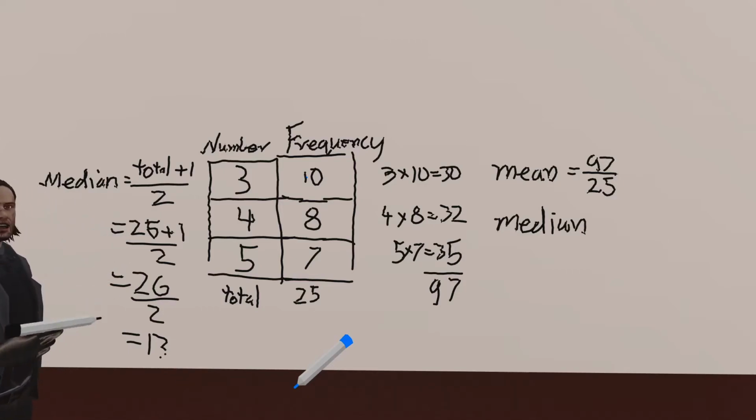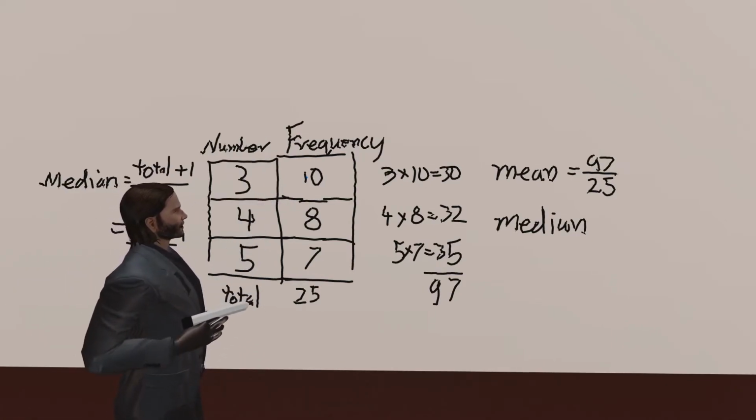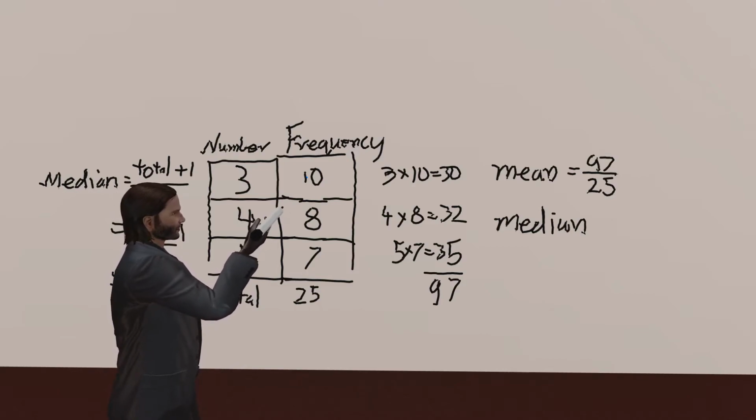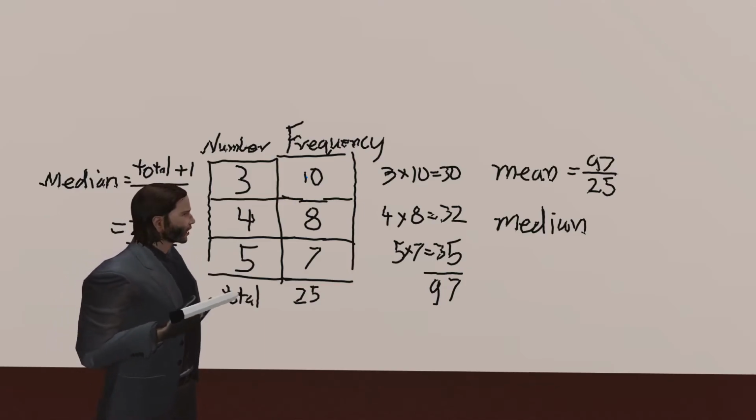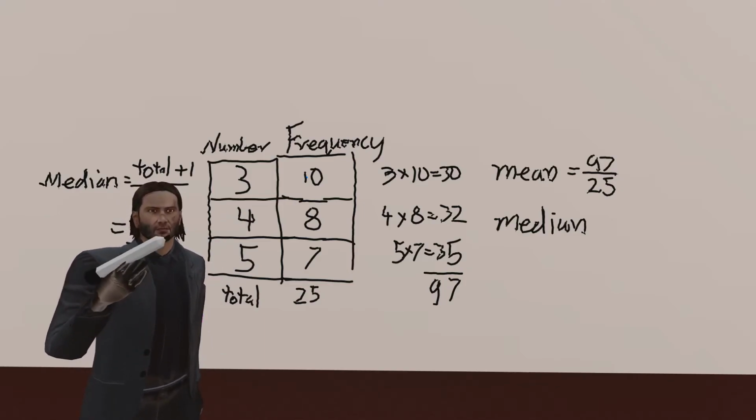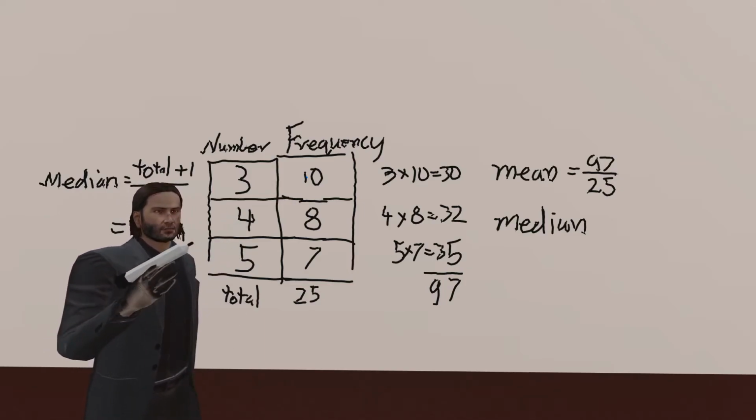So let's have a look here. Where is our 13th piece of data? Well, we have 10 here. 11, 12, 13. So that means that the 13th piece of data is a 4. So the median for this data is 4.